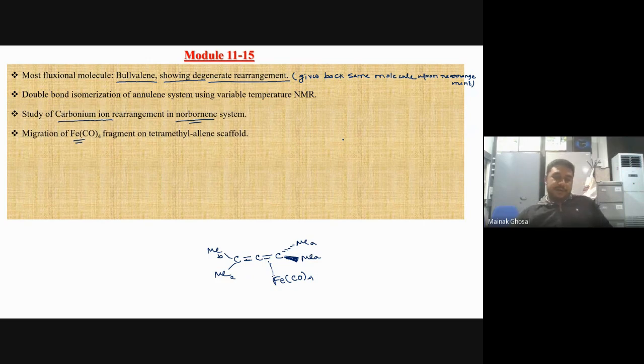So at a particular temperature, minus 30 degree, you have seen these two are in the plane and another two are like that. So you can differentiate between these two, but you cannot differentiate between this one and this one. You will see three signals corresponding to the ratio 1:2:1. But as you increase the temperature, what will happen? The bond moves, and you will again get only one signal. All the methyl groups become equivalent at very high temperature.